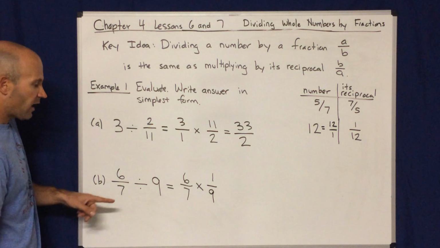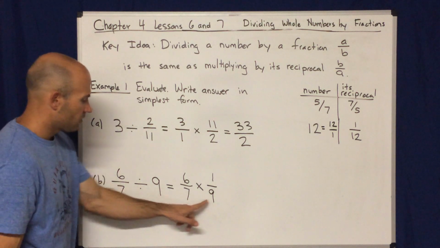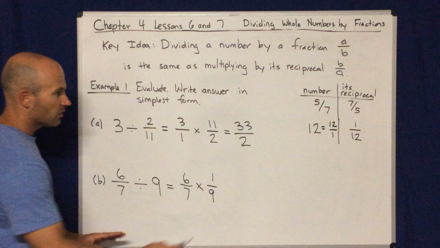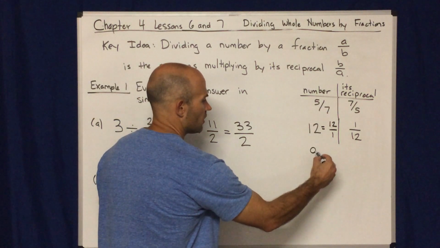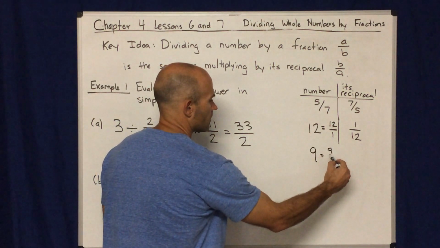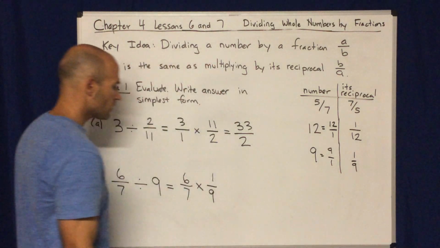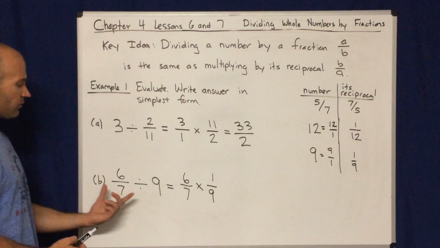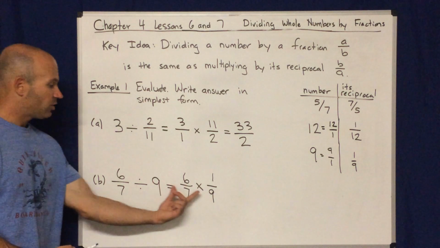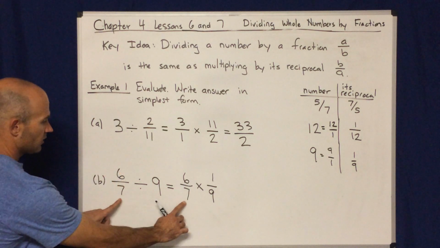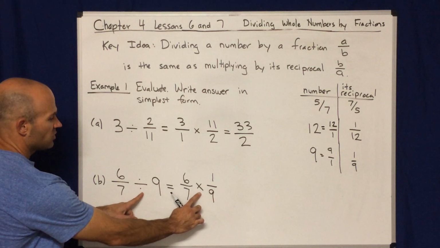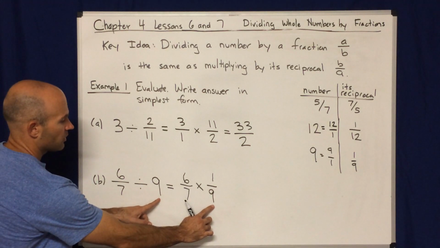Now when you're first starting out, this jump may have been a little bit confusing, but just remember the reciprocal of a whole number is just 1 over that whole number. So now I've converted this division problem into a multiplication. Same change and replace by reciprocal.